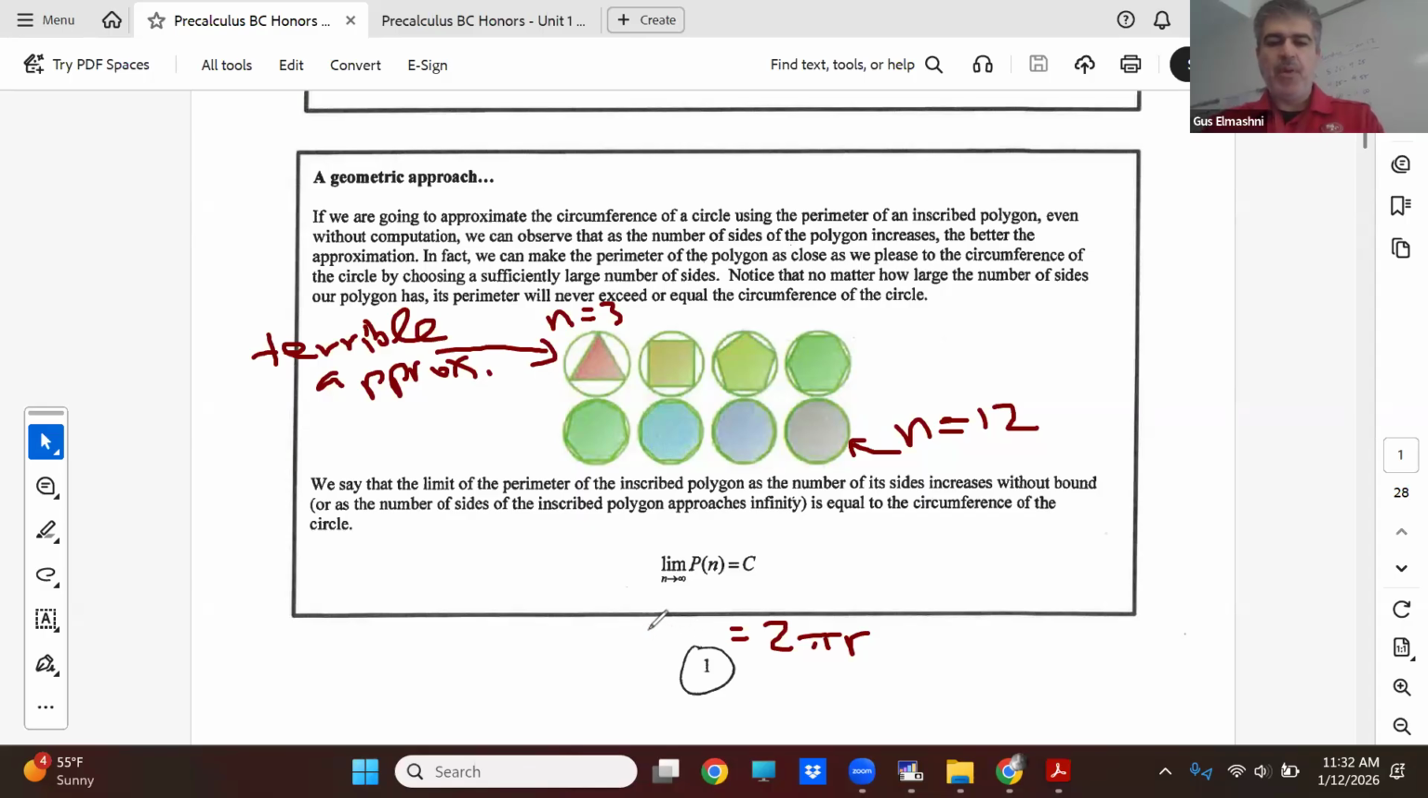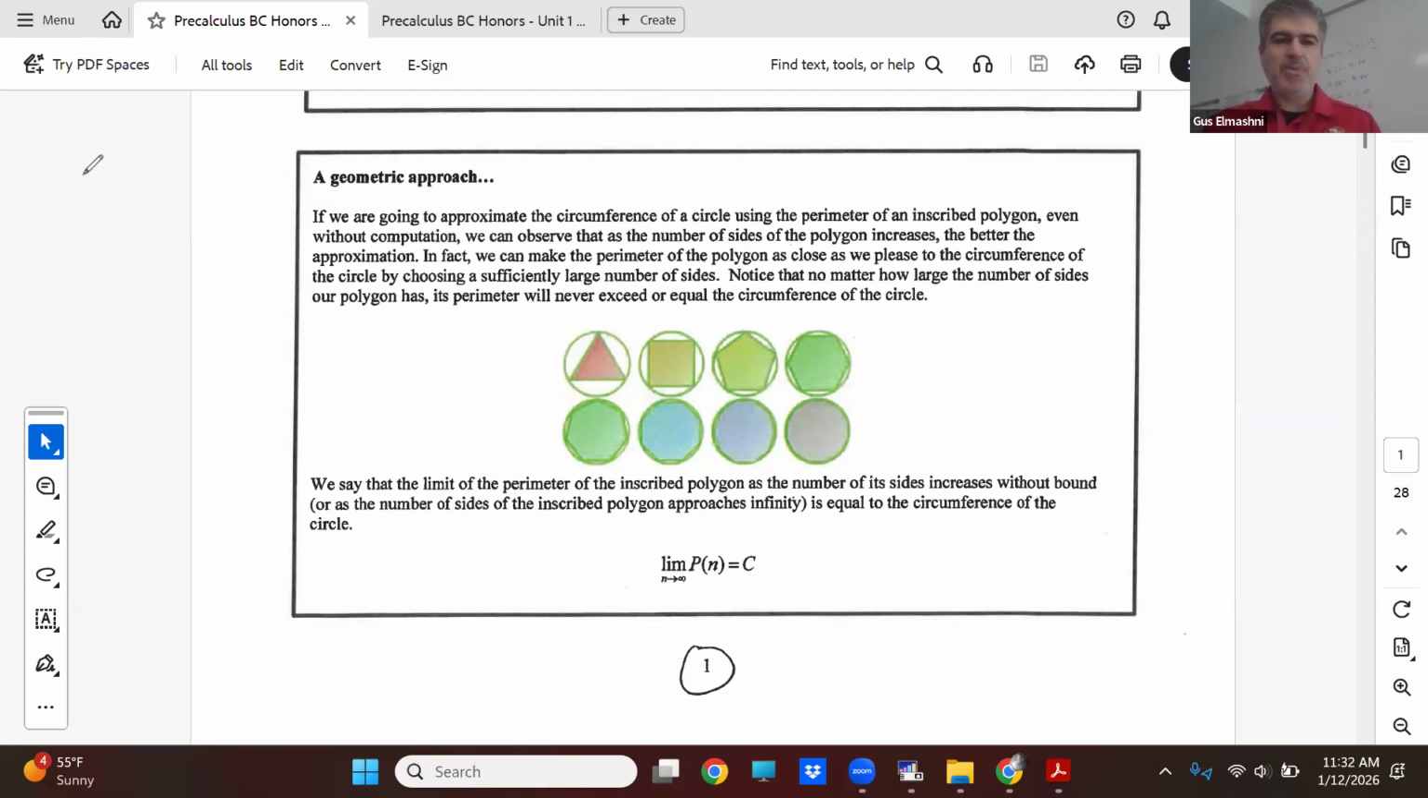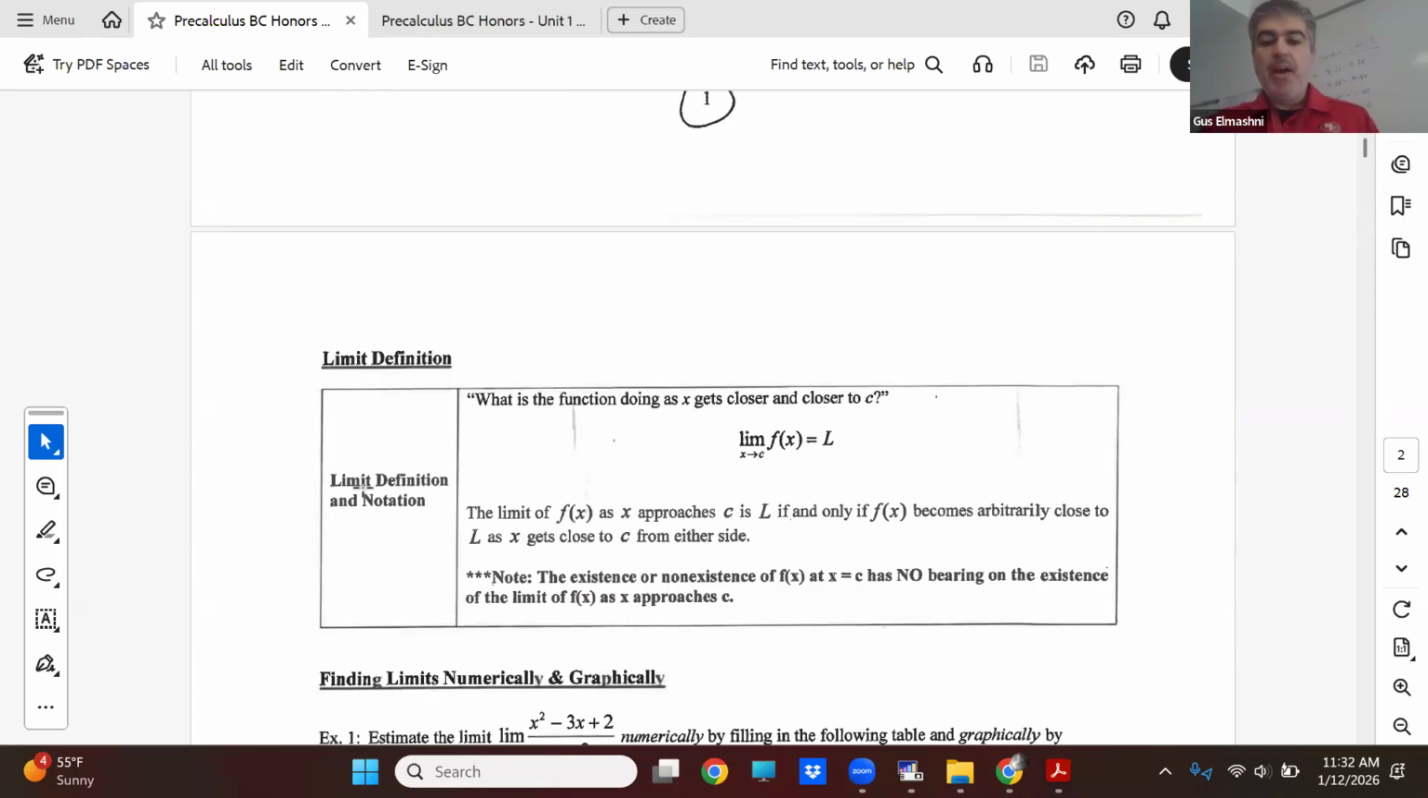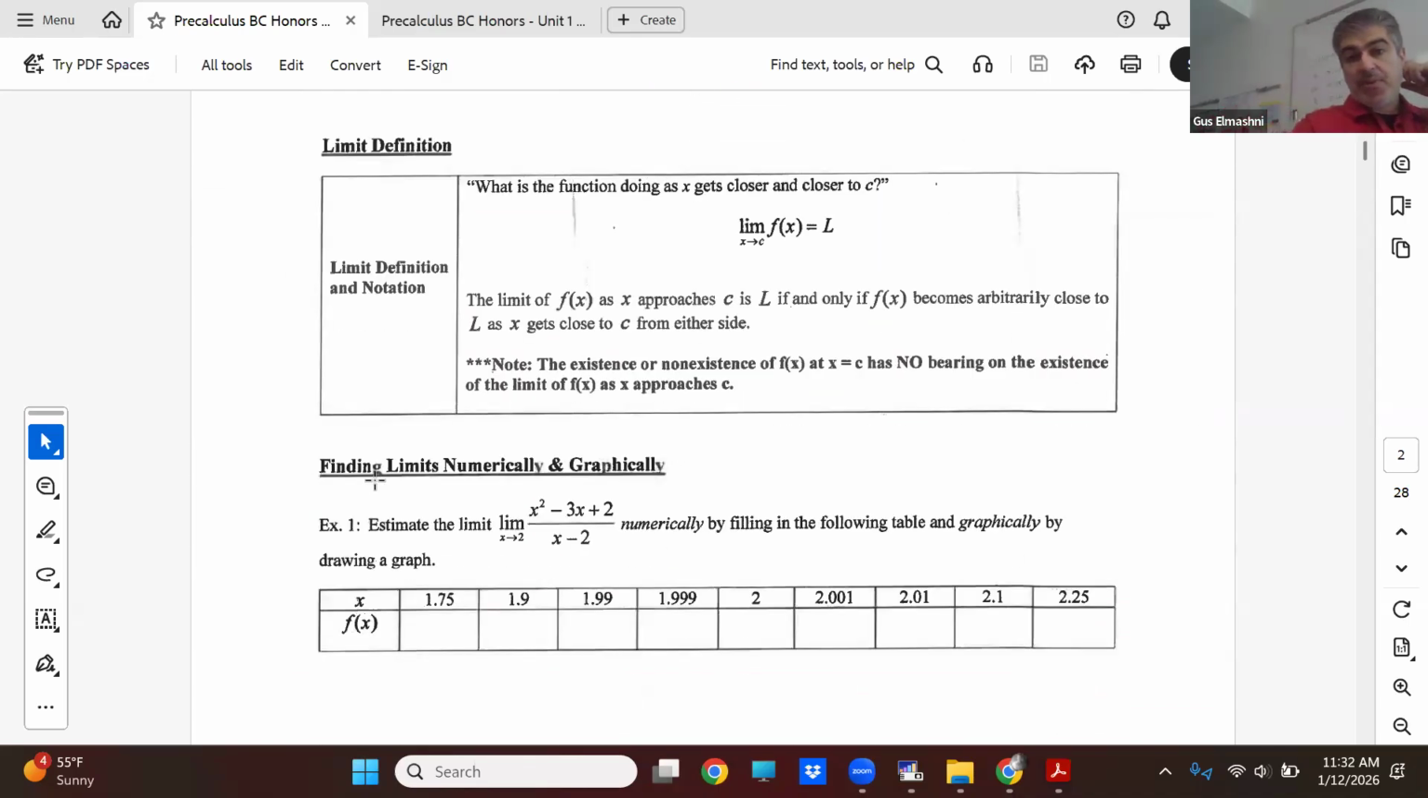That's kind of a tricky way of thinking about it. I'm not even going to bother putting formulas. Just think visually, visualize what's happening. All right. So now let's actually get to the real stuff.